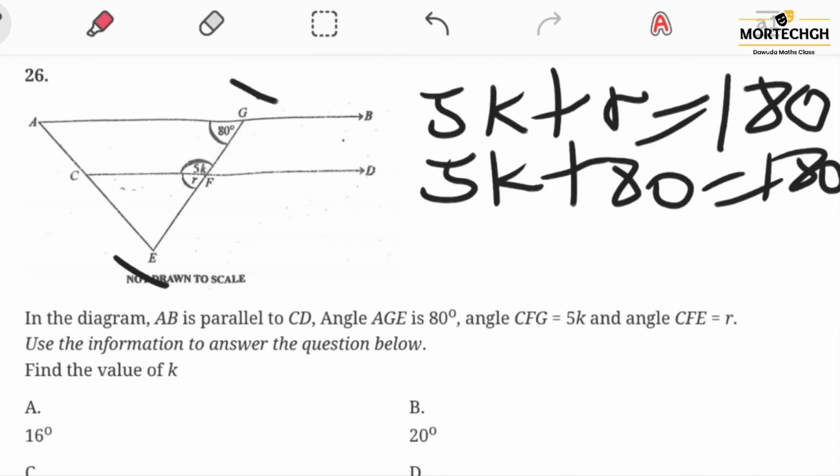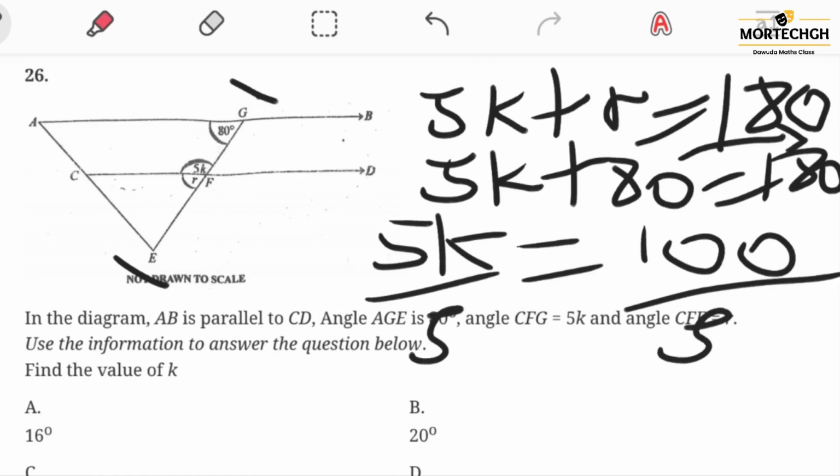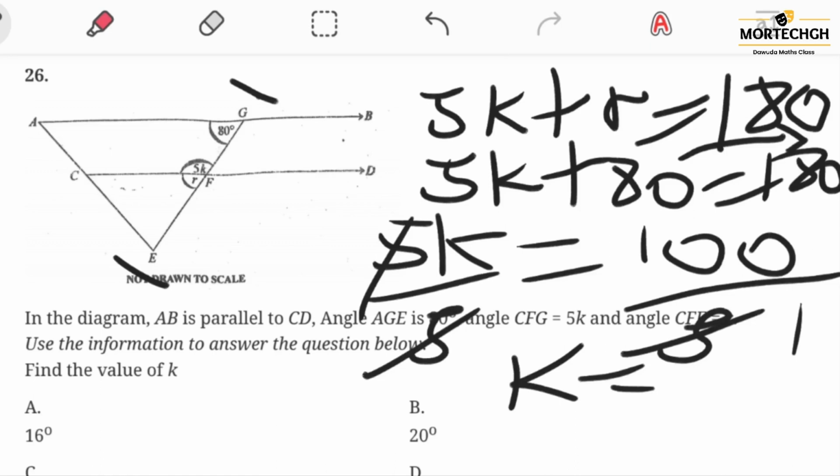So we just make K the subject. We have 5K equal to 180, and we take the 80 across, which gives 180 minus 80, equal to 100. So 5K is equal to 100. We divide both sides by 5. 5 cancels 5, and K will be equal to 100 divided by 5, which gives you 20. So K is equal to 20.